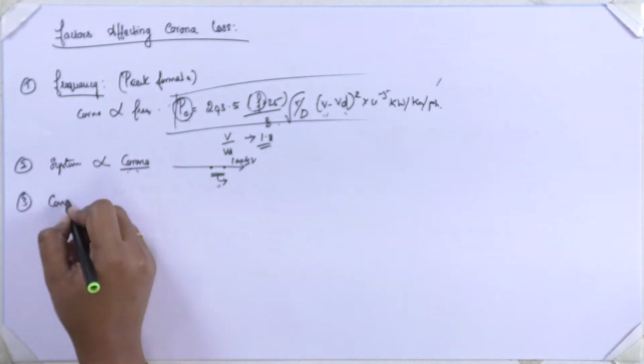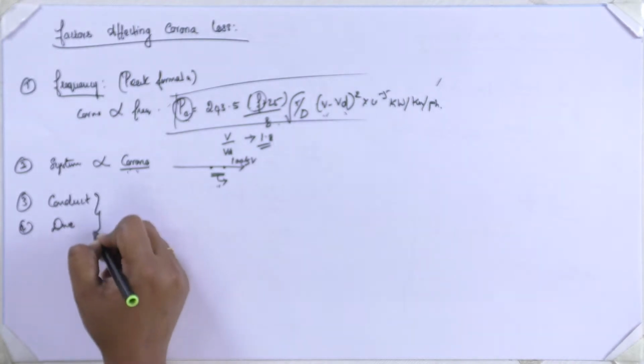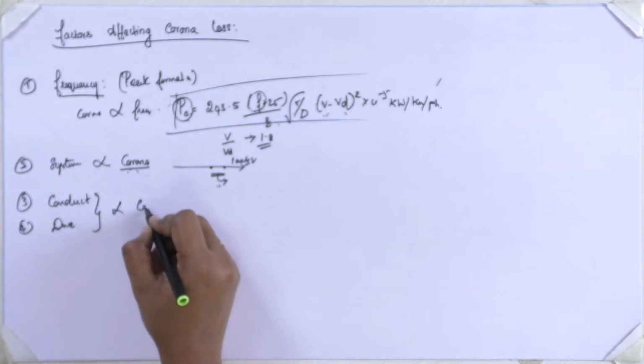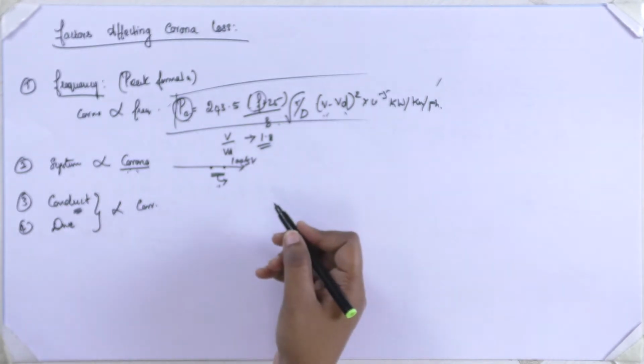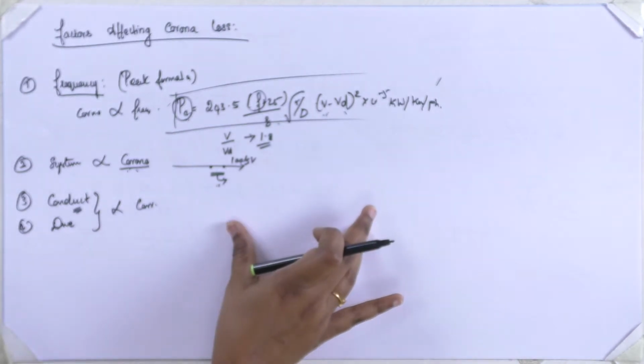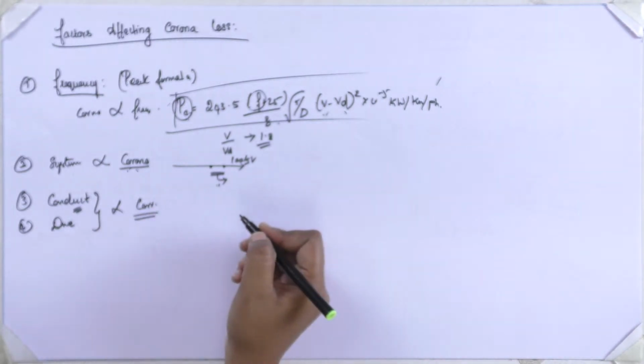The third one is the conductivity of the air, and the fourth one is the density of the air. These two are directly proportional to the corona loss. As the conductivity of the air increases, more ionization will take place. If the ionization increases, the electric field intensity will increase, and with the increase in electric field intensity, the losses will increase.